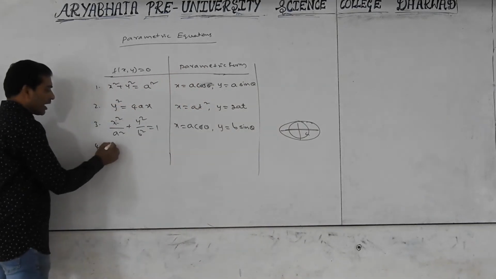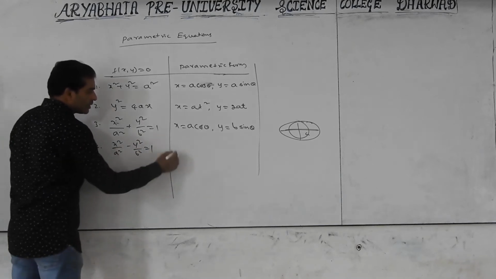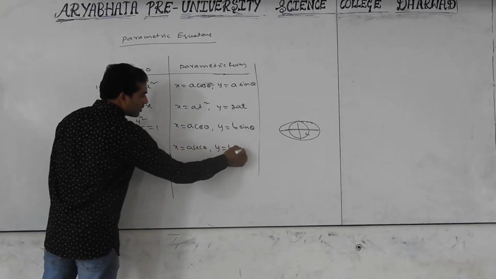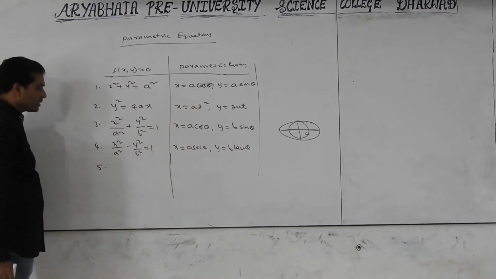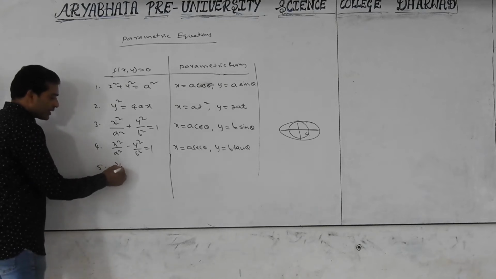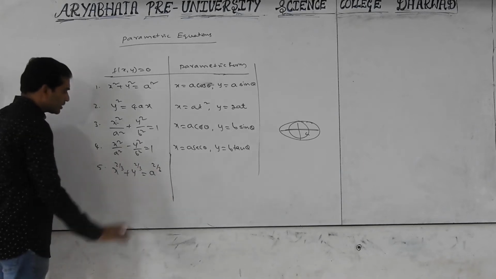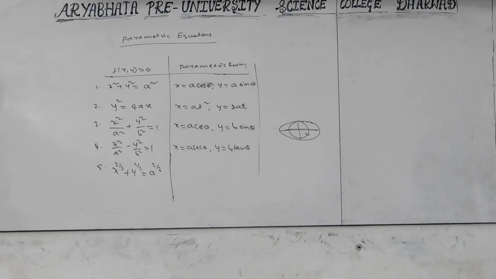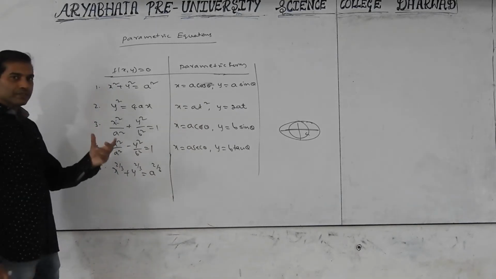Next, the fourth one, hyperbola. x square by a square minus y square by b square equal to 1. x is equal to a sec theta, y equal to b tan theta. Okay. Next, the fifth one is x power 2 by 3 plus y power 2 by 3 equal to a power 2 by 3. This is another type of curve, the asteroid type.